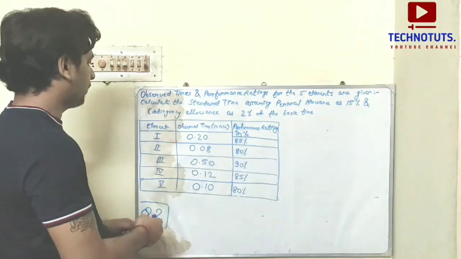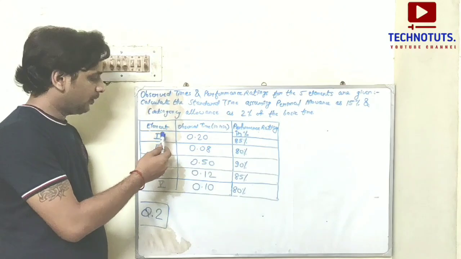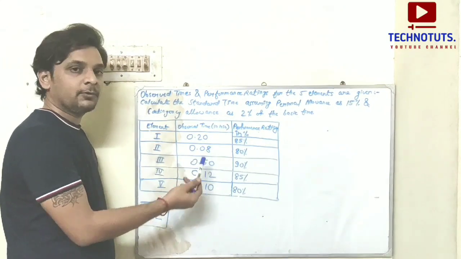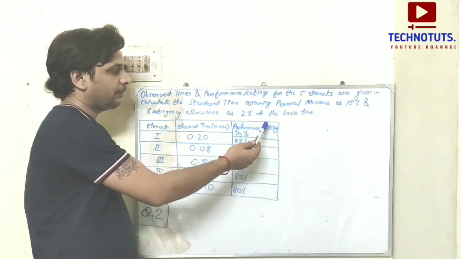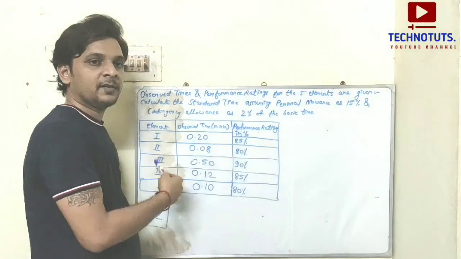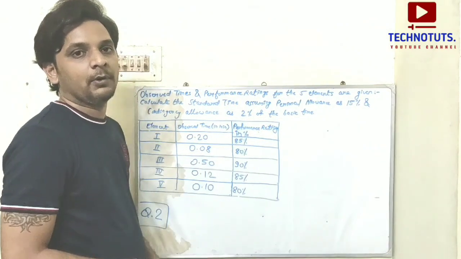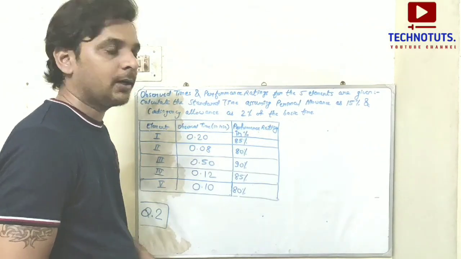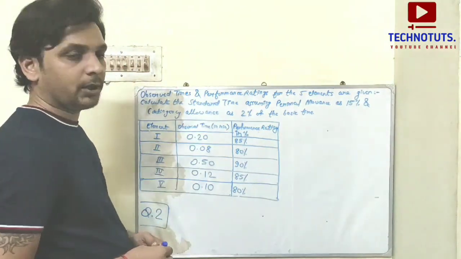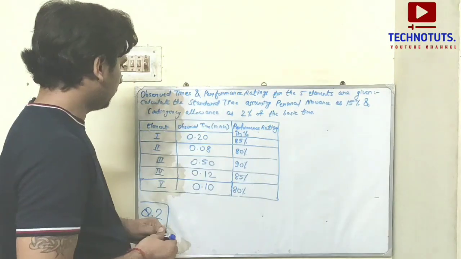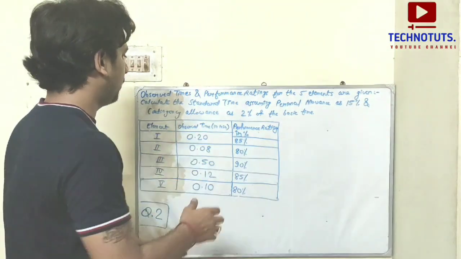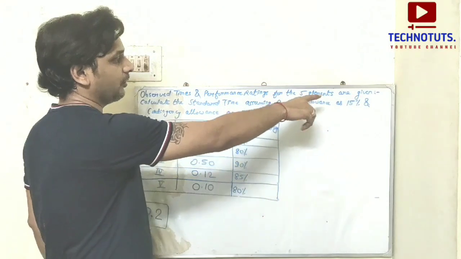So here 5 elements are given, element 1, 2, 3, 4, 5, and 5 observed times are given for each element, and a performance rating in the form of percentage is also given for each element. What do you have to calculate? You have to calculate the standard time for this operation. So let us solve the problem. All the values are given over here, contingency allowance and personal allowance are also given.